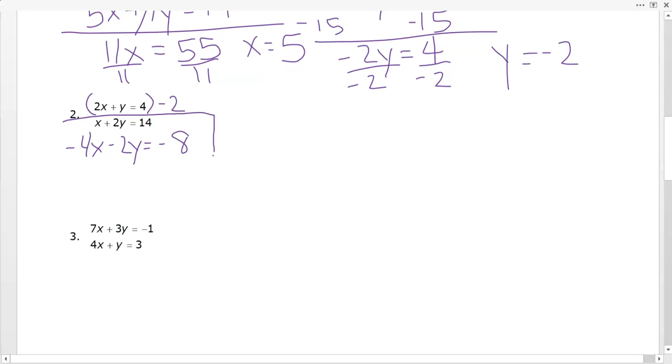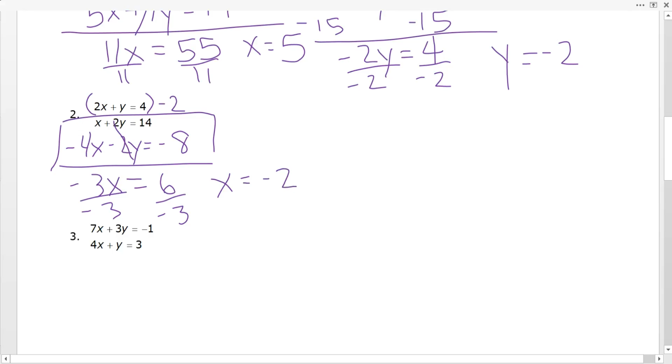So now I have these two equations. My y's are going to cancel out. So I'm going to have x minus 4x is negative 3x equals 14 minus 8 is 6. Divide by negative 3. x equals negative 2.